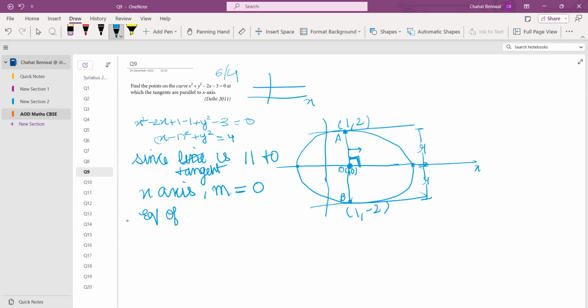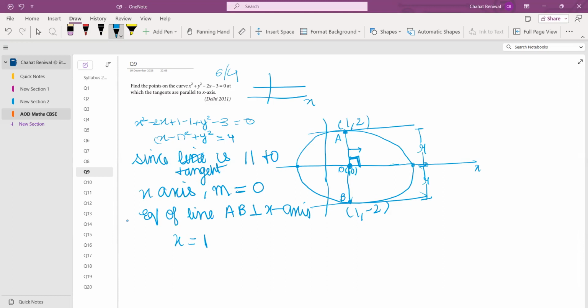Equation of line AB, which is perpendicular to the x-axis. So the equation is x is equal to 1. I guess this is the equation, isn't it? Because the line will certainly pass through the diameter. That you can say from geometry, that you can comment.